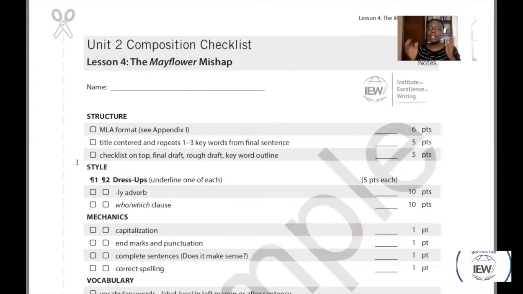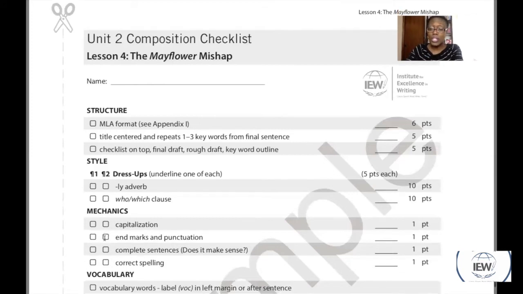Style is basically the stylistic techniques or the literary devices that are required in each paragraph of the paper. This week, you'll notice that each paragraph, of which they wrote 2 this week, should have an ly adverb, and they would receive a total of 10 points for including an ly adverb in each paragraph. They should also include a who-which clause in the first and second paragraph. And again, they would receive 10 points for including the who-which clause in that paragraph.